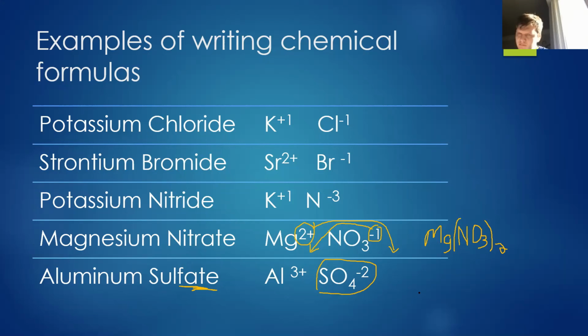So to do this one, I'm going to need 2 aluminums. That's what this charge up here tells me. This 2 is going to become the subscript on aluminum. So I need 2 aluminums. And then since there's a +3 charge on aluminum, that means I need 3 SO4s. So I'm going to put parentheses around SO4, and then I'm going to put that 3 on the outside.